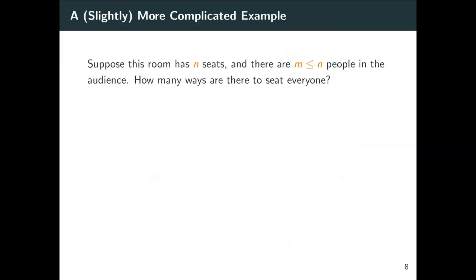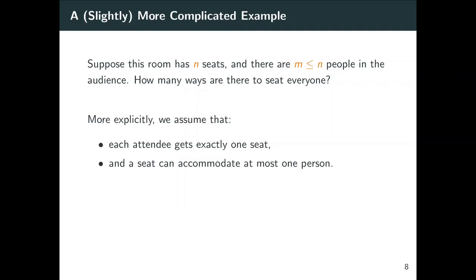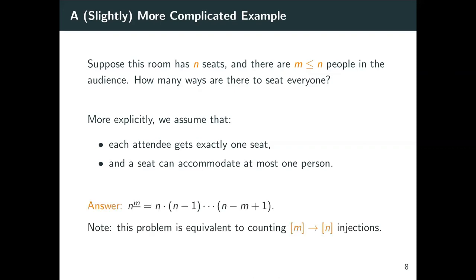Now, let's take a more complicated example. Let's suppose that this room has n seats, and there are m people in the audience, and we want to count the number of ways to seat everyone. So more explicitly, we assume that each attendee gets exactly one seat, and one seat can accommodate at most one person.